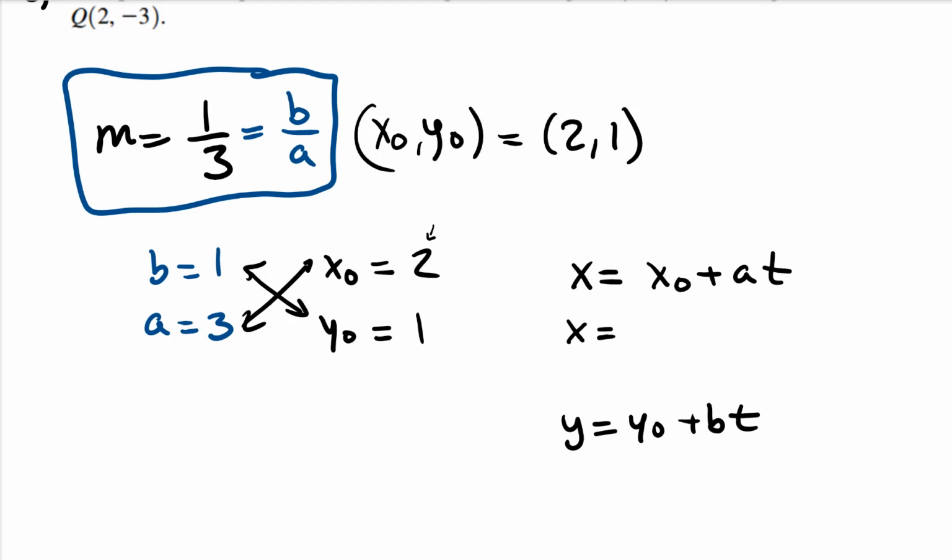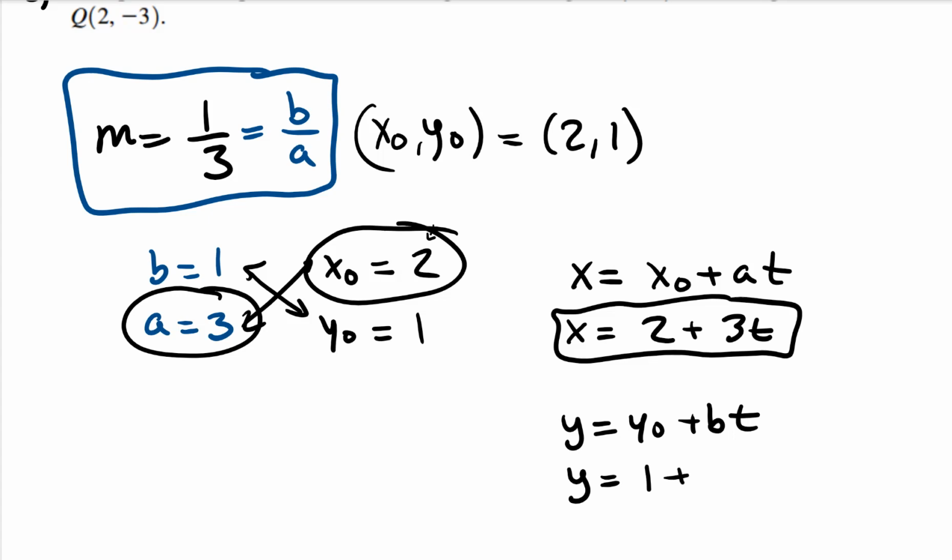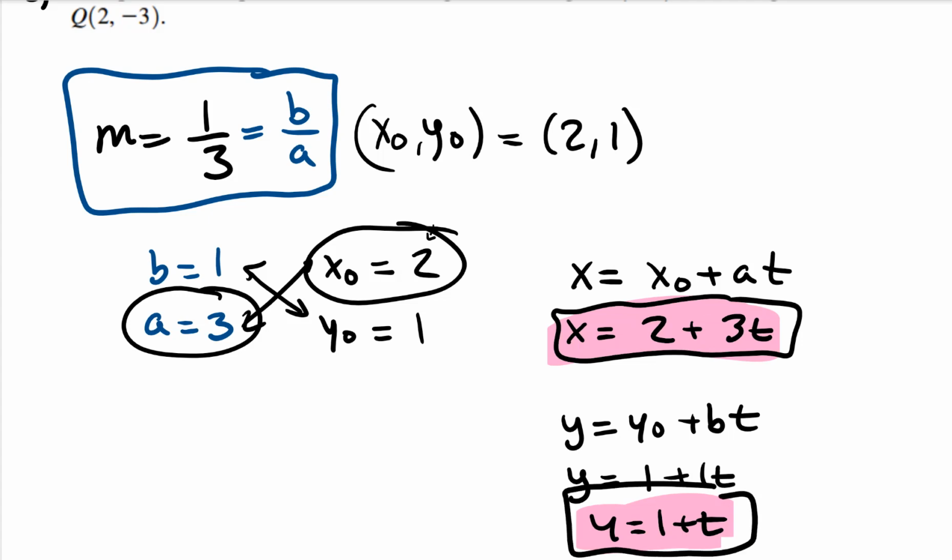You got yourself a solution. So x naught is 2 plus our a, which is 3, 3t. There we go, we got our x value. Now let's do it for y. Our y naught is 1, our b is 1, so we have y is equal to 1 plus t. Cool. So as long as we know the slope and the point, we can set up parametric equations.